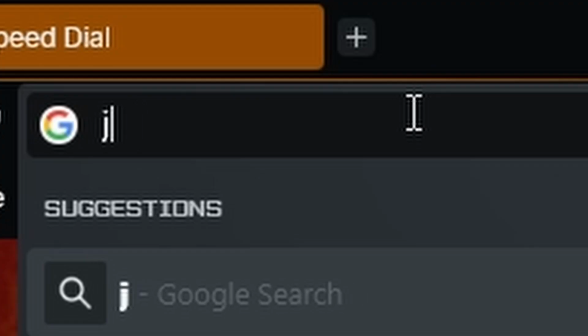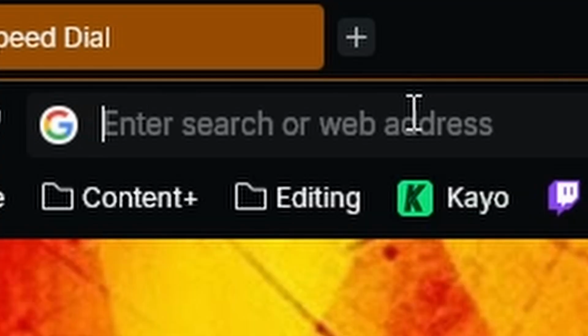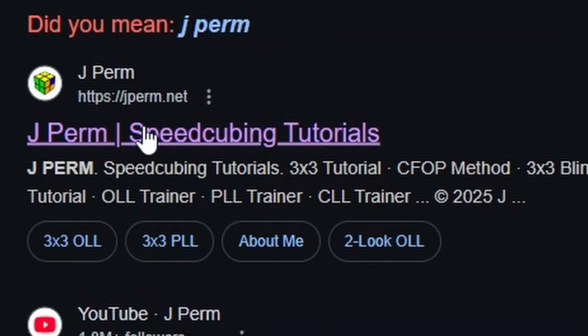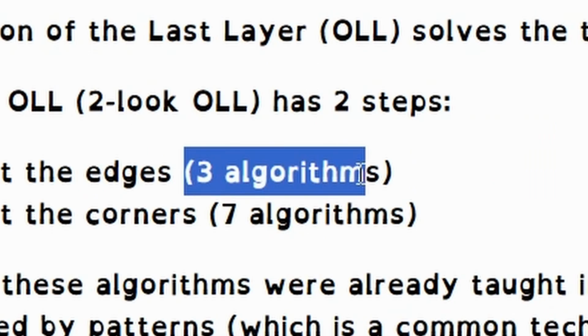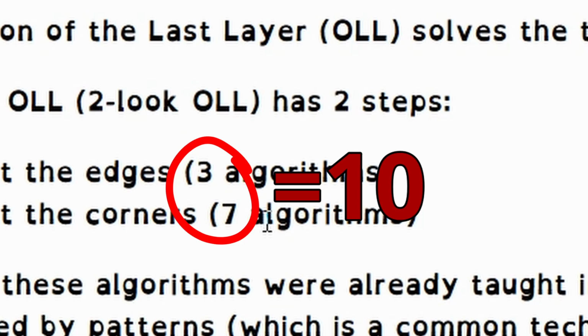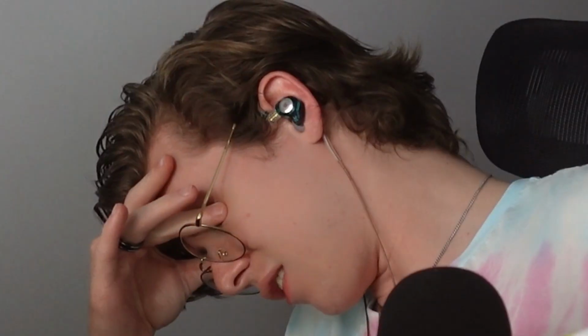Okay, so here's how we're gonna do it. We're going to look up J Perm. I can't spell. We're gonna go here, CFOP method. I can't speak English. Okay, so what do we need? OLL. Boom. 3 algorithms. And then there's 10 algorithms. I have to memorize 10 algorithms. Okay, well, you know what?